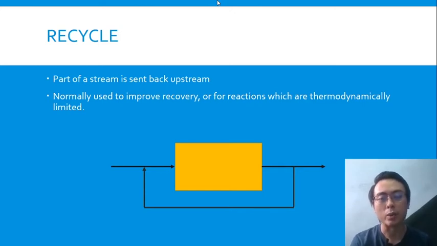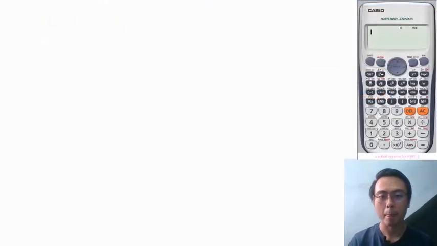That applies to processes without chemical reactions. But for processes with chemical reactions, we do often see recycled processes as well, because some reactions are thermodynamically limited. As such, you will not get a very high conversion on a single pass alone. That's why we have to recycle the products back. So how do we draw a diagram for recycle?